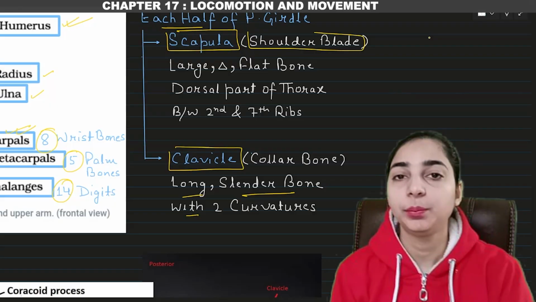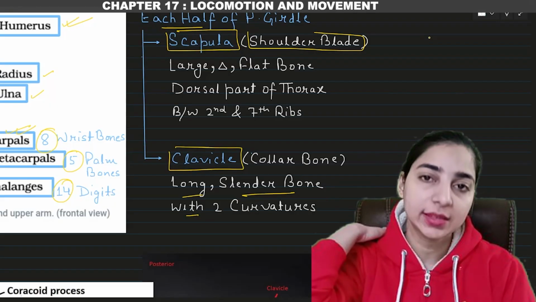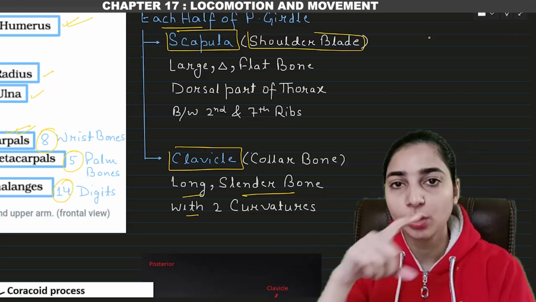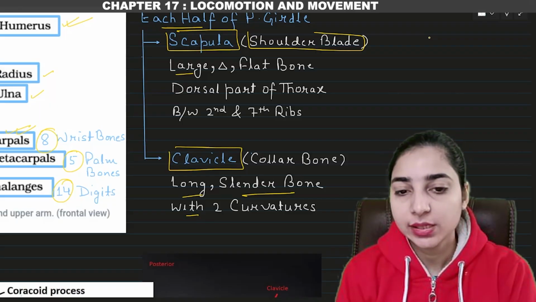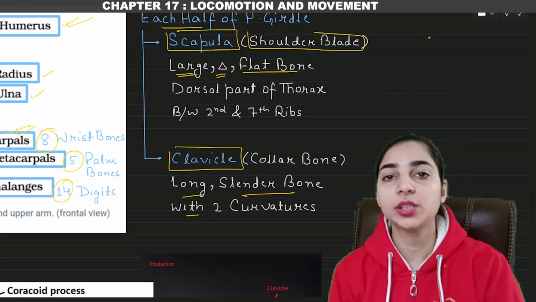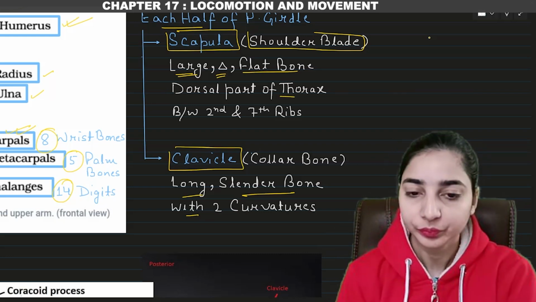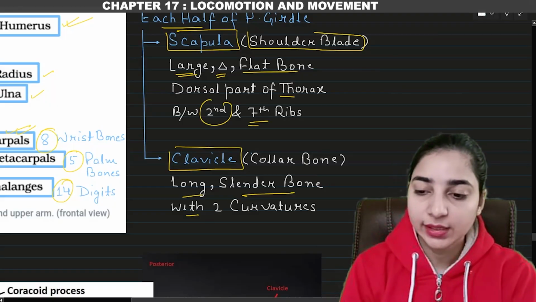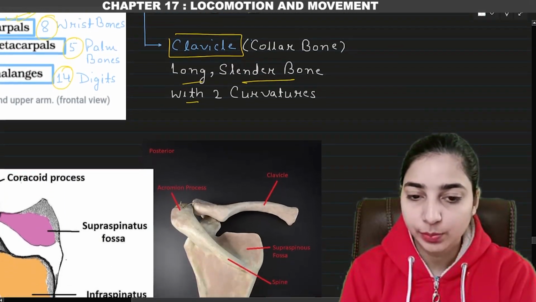So this part of the pectoral girdle, that is scapula, is present on the back side. So if you touch the back side of your shoulder, you will feel the presence of a flat triangular bone, that is scapula. Okay, this is a large triangular flat bone which is present on the dorsal part of the thorax. Okay, so on the back side here it is present between the second and the seventh rib.